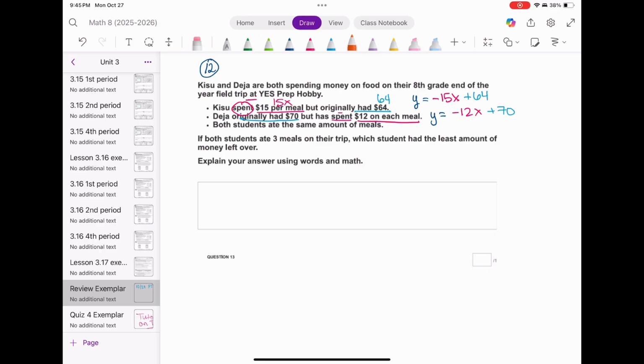Okay, so on this question, I wrote two equations, one for Kisu and the other one for Deja. Now the question is, if both students ate 3 meals on their trips, which student had the least amount of money left over? So meals is X. I know that because 15 per meal. You see that 15X? X represents meal. So since I know meal is X and they're giving me the number 3, they want to know how much money is left after 3 meals. I'm going to replace my X with 3 for both Kisu's equation and Deja's equation.